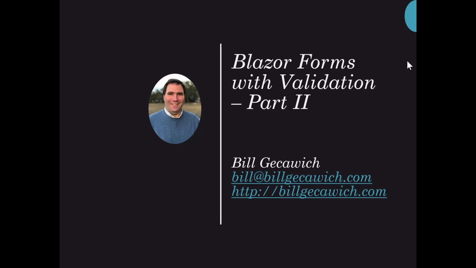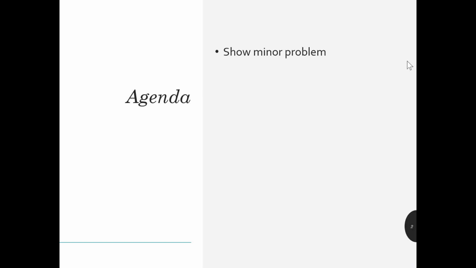Today I'd like to cover Blazor Forms with Validation Part 2. In Part 1, we created a Blazor form and then added validation to it. Now there was a minor problem that maybe some of you experienced, maybe you haven't. I want to show you what that problem is, and then I want to show you the two possible alternatives to solving it. The first is to move the validation summary tag down on the form, and I'll show you that. And the second is to implement something called Edit Context. So let's go to Visual Studio and get started.